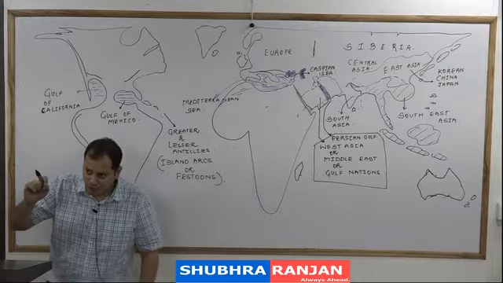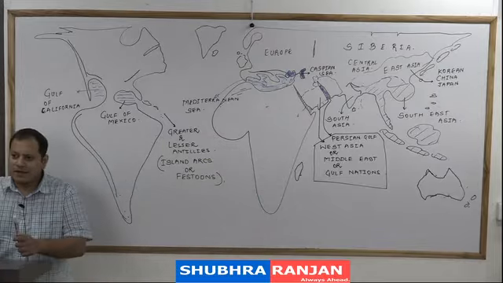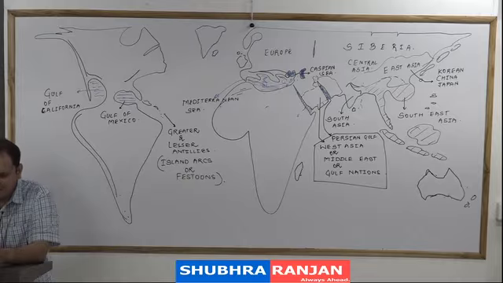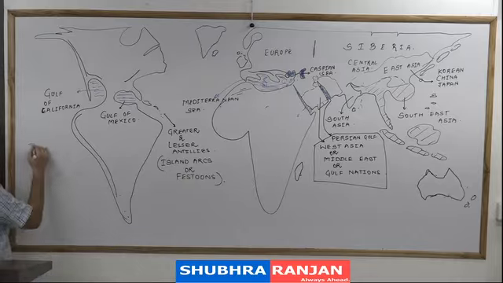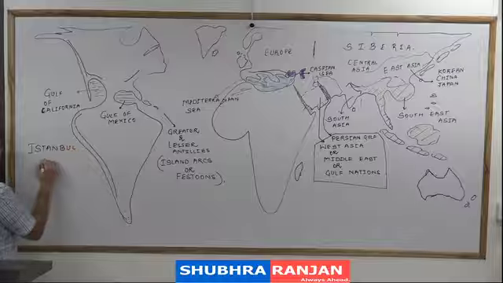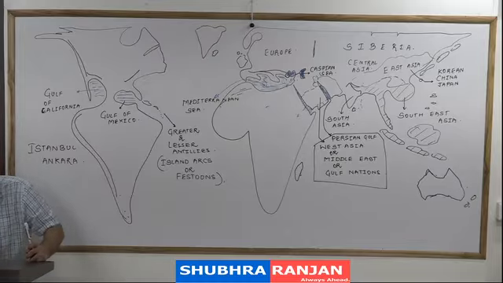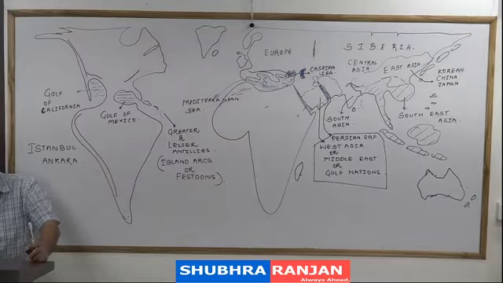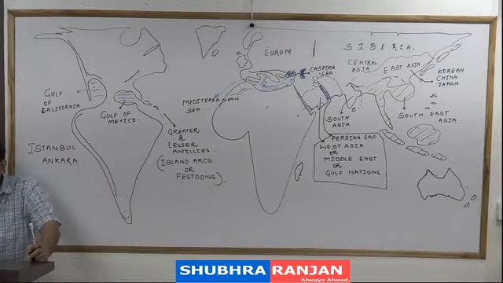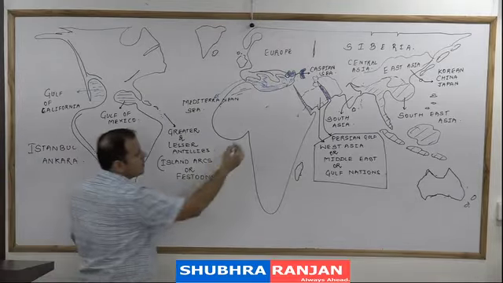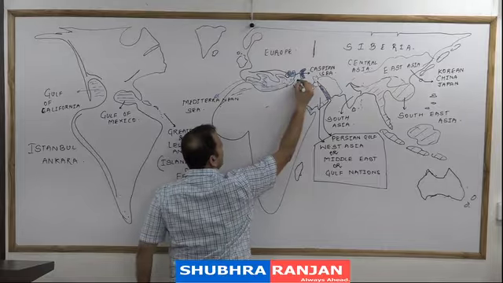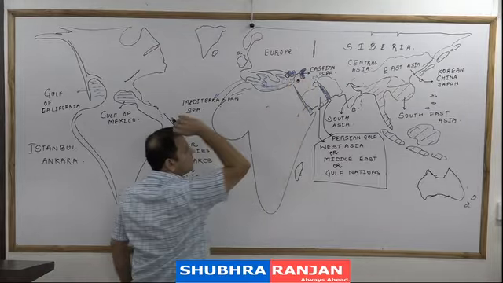So now before I go to Turkey, tell me what is the capital of Turkey? Which is the capital of Turkey? Ankara. Ankara is the capital of Turkey. And which is the biggest city of Turkey? Istanbul. Ankara is somewhere here, in Asia. And Istanbul is in Europe.